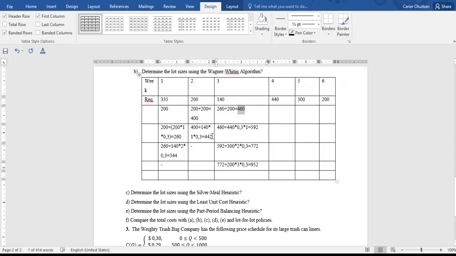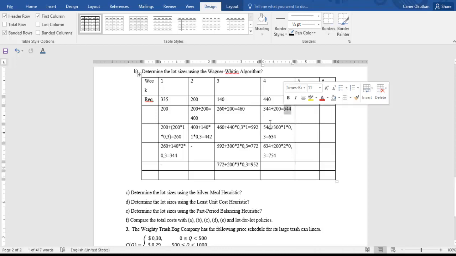In this part we use this and this and this data, which is the minimum, 344 plus 200 equals 544, and we pass another part. 544 plus 300 multiply 1 period multiply 0.3 equals 634, and we pass another part. 634 plus 200 multiply 2 multiply 0.3 equals 754, and we pass another part.